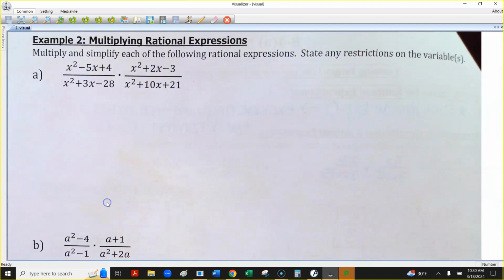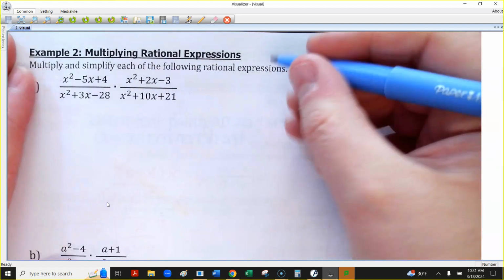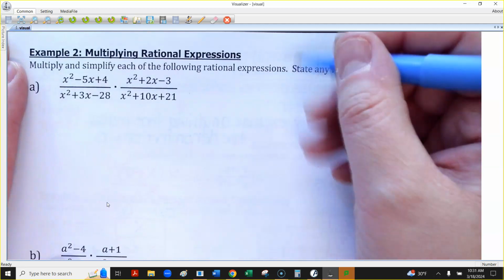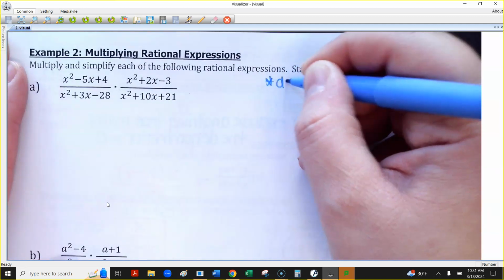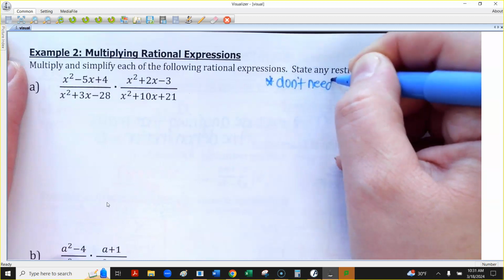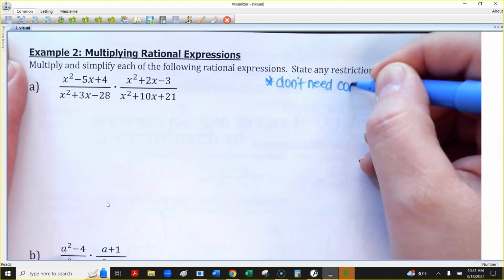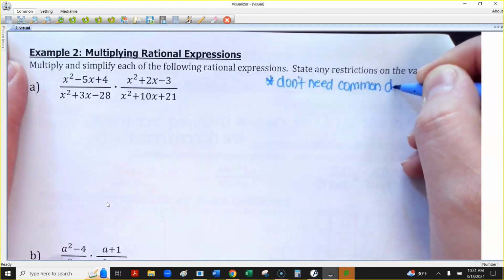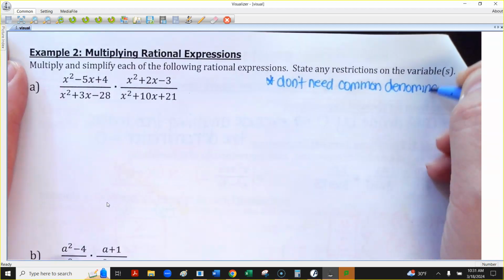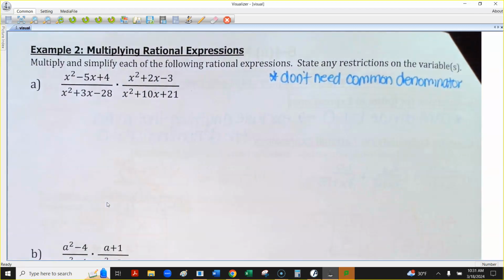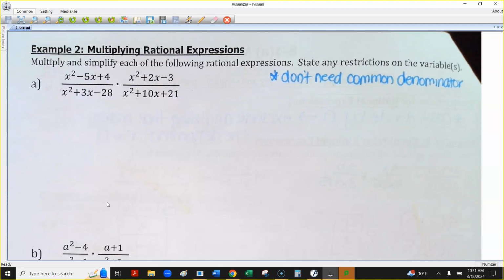All right, now, this is pretty much just what we did. It's just like an extra step. This is going to ask you to multiply these two fractions together and see what we can do to simplify this. Now, you don't need a common denominator to multiply for any of these questions. If you know that, you don't have to write that down. If you are multiplying fractions, you do not need a common denominator. So I don't have to create that here. So we're in good shape.